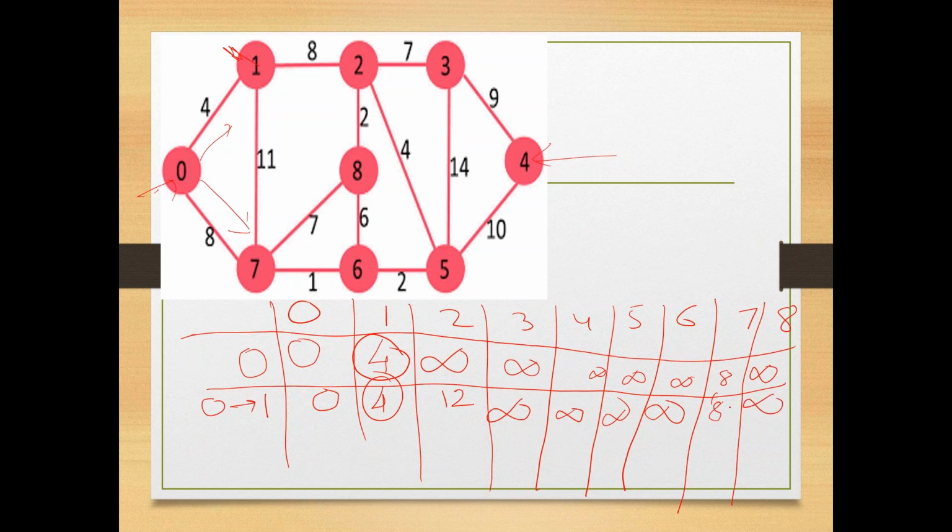Now we will select this, because this is the smallest among these. So you can see there is no direct path from 0 to 1 to anything else. So we will take another route, that is 0 to 7.